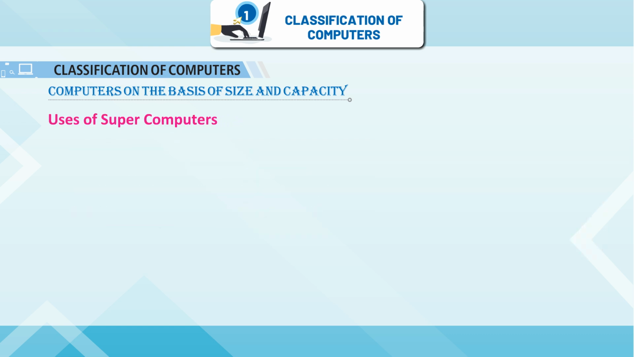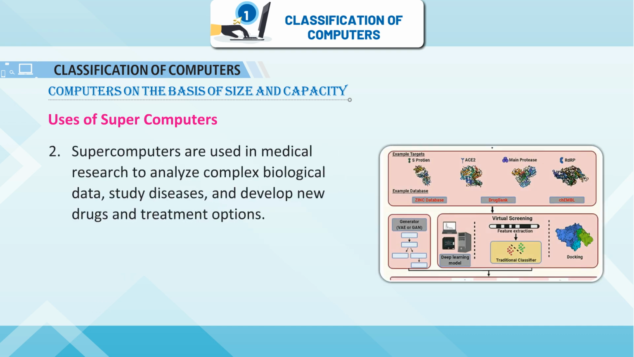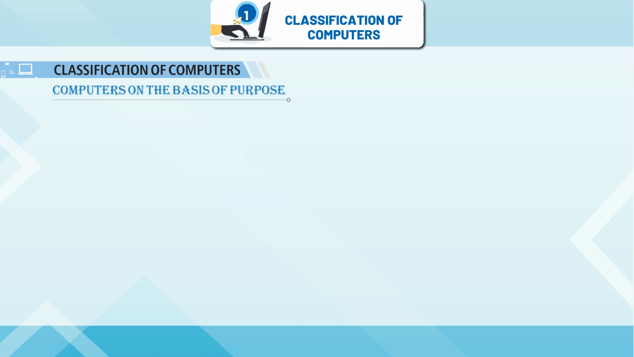Uses of supercomputers. Supercomputers are used in weather forecasting, climate studies, and prediction of natural disasters. Supercomputers are used in medical research to analyze complex biological data, study diseases, and develop new drugs and treatment options. Supercomputers are used in aerospace and engineering industries for simulations, design, and testing of aircraft, spacecraft, and other complex systems.